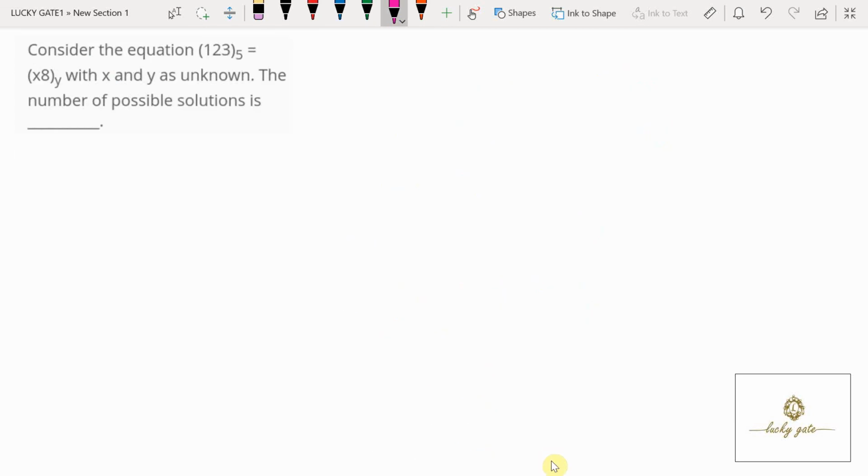Question: consider the equation 123 base 5 equal to x8 base y, with x and y as unknown. The number of possible solutions is, that means how many solutions are possible for this question. Now understand how I'm explaining. What is given? 123 base 5 equals x8 base y.